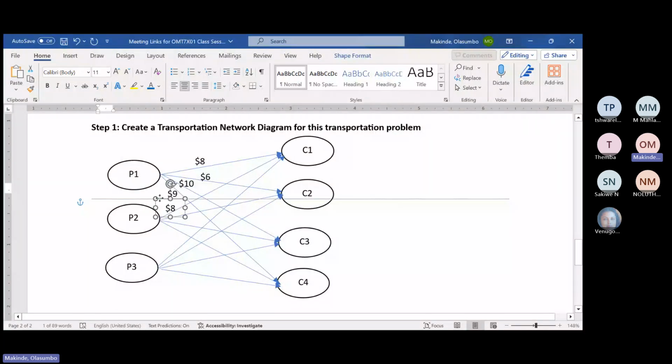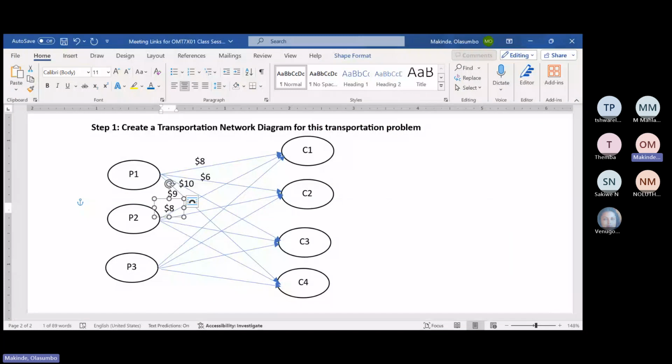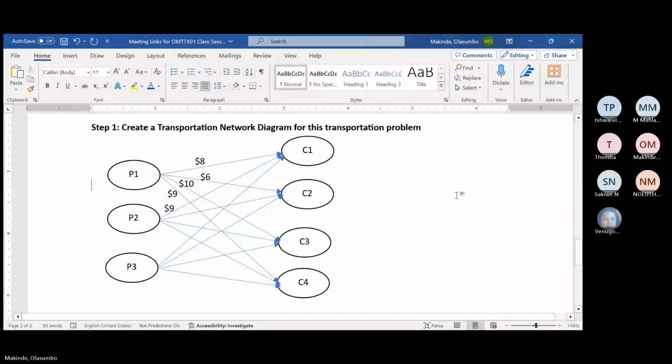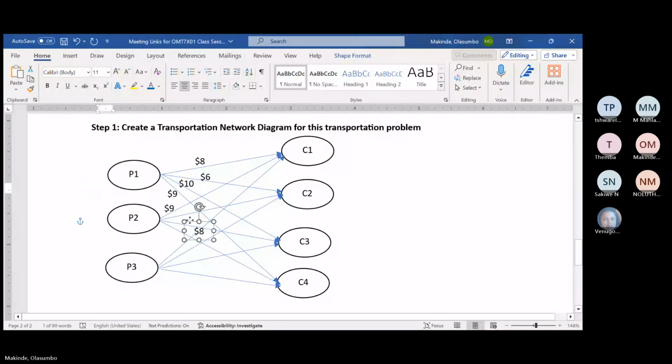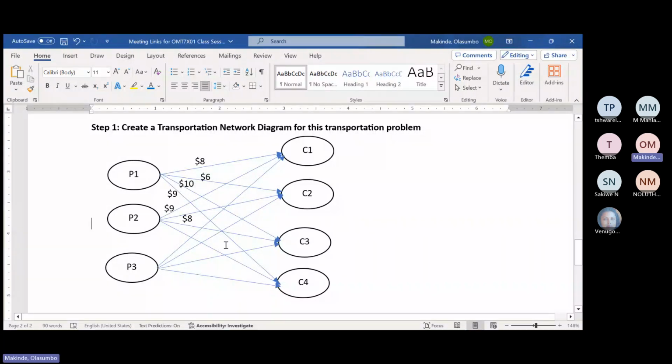Plant 2 to city 1 according to the table is $9. Plant 2 to city 2, I'll put it somewhere here. Plant 2 to city 2 is $12.